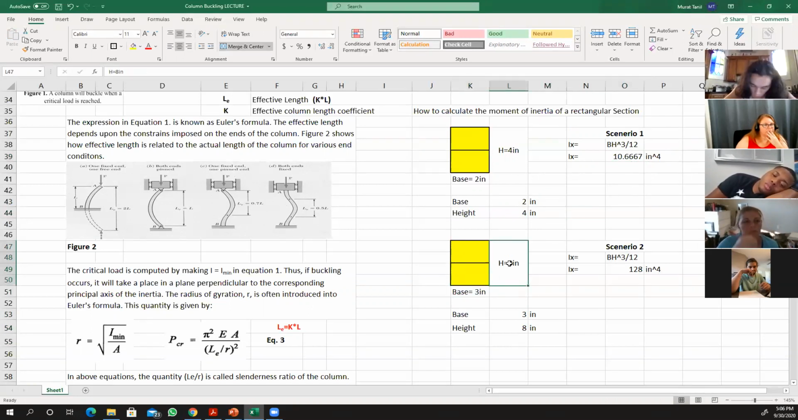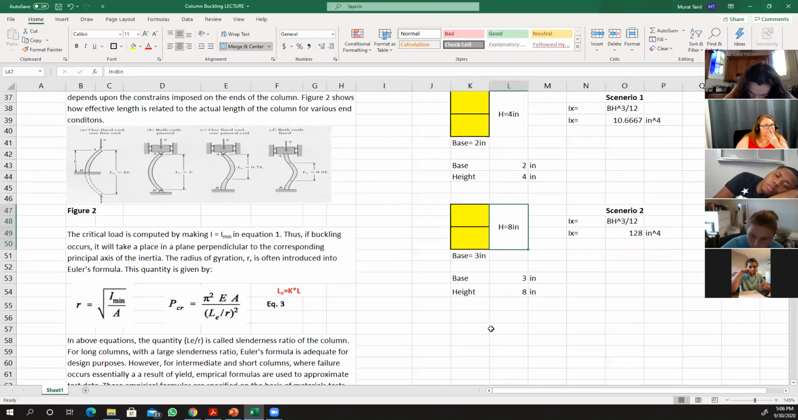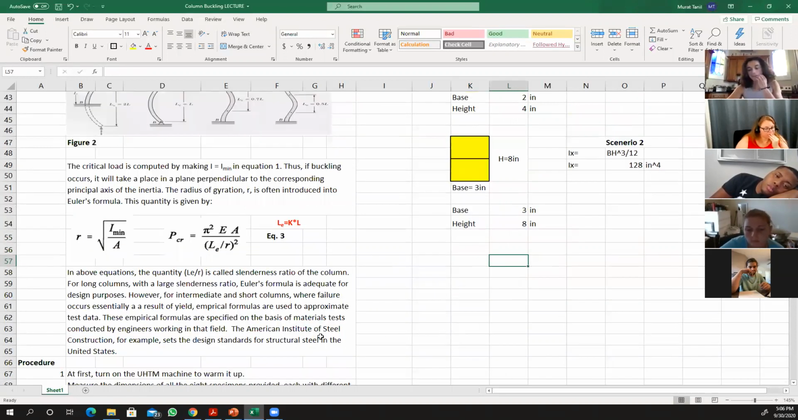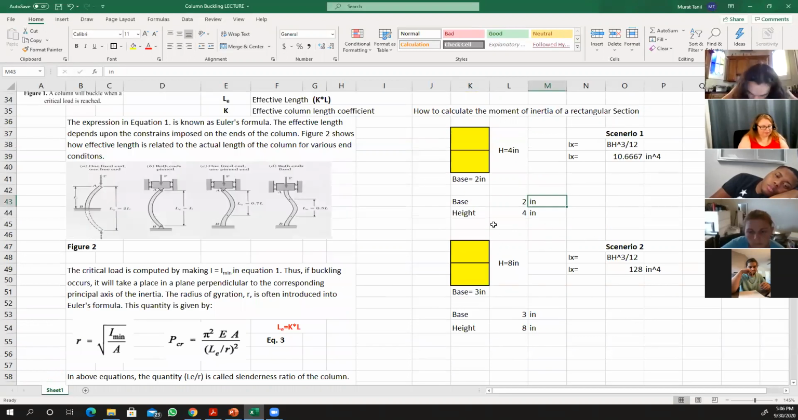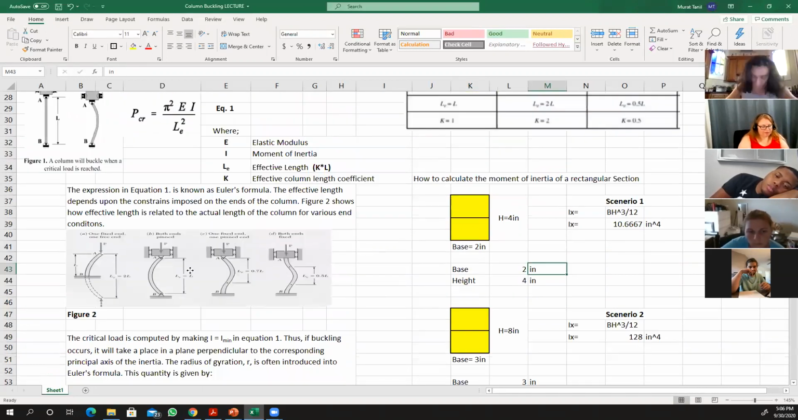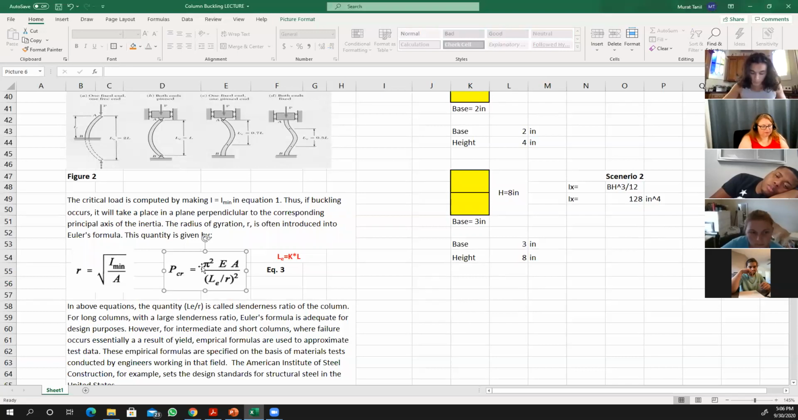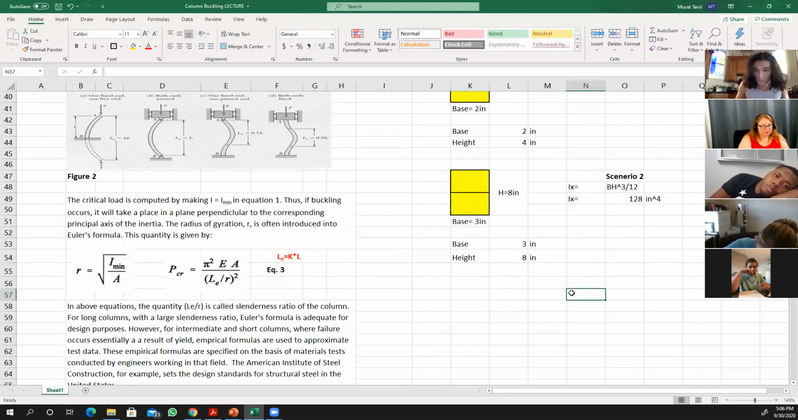I just increased the cross-sectional area, increased the height and base. Same way, if it was circular, if I increase the radius, the diameter, which is going to increase the cross-sectional area, it's going to also increase your total moment of inertia in this equation. So once you increase this, what's going to happen to this equation? P critical will also increase, and you will see when you run your equations. I'm going to run these equations real quick.